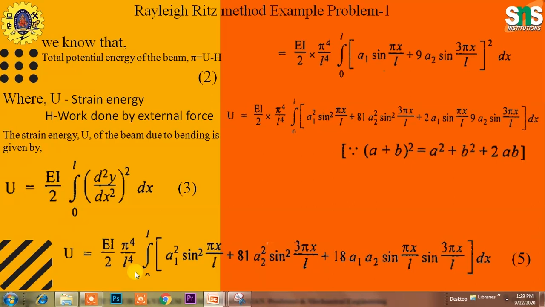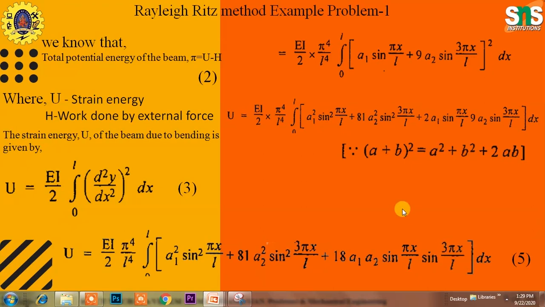The next step is to determine the integration of each individual term: the integration of a1² sin²(πx/L) from 0 to L, the integration from 0 to L of 81 a2² sin²(3πx/L), and the third term, the integration from 0 to L of 18 a1 a2 sin(πx/L) sin(3πx/L).